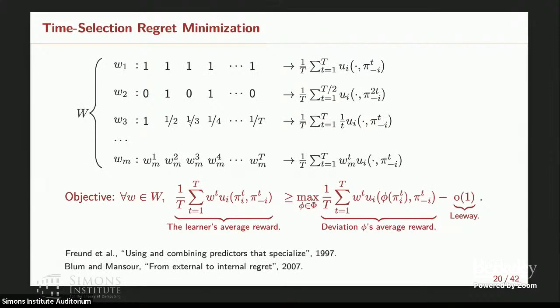All right, so one more ingredient we need now for the extensive form game setting, and that's something called time selection with regret minimization. Time selection is a kind of funky thing. If you think of all of your deviations as experts, which we sometimes do, then this has to do with waking up some of your experts or trusting some of your experts more on some of the days.